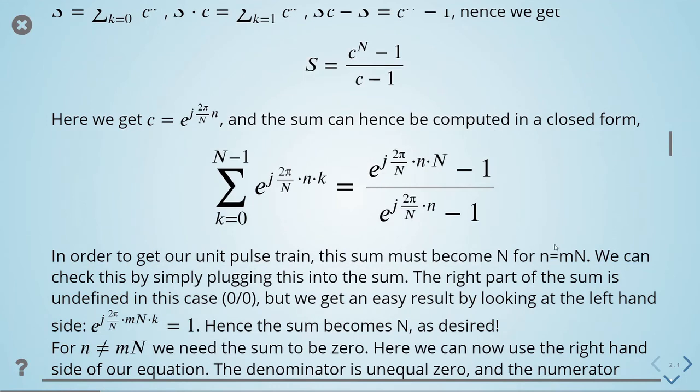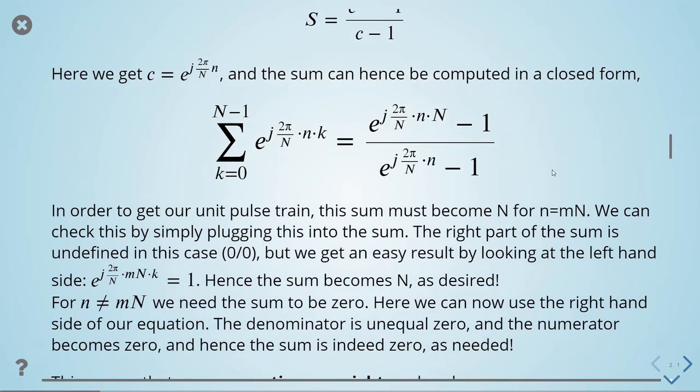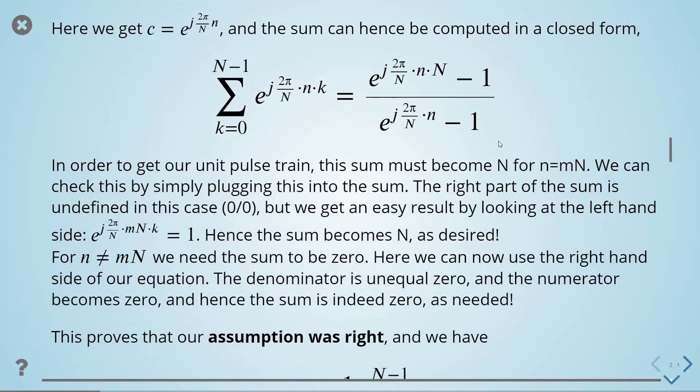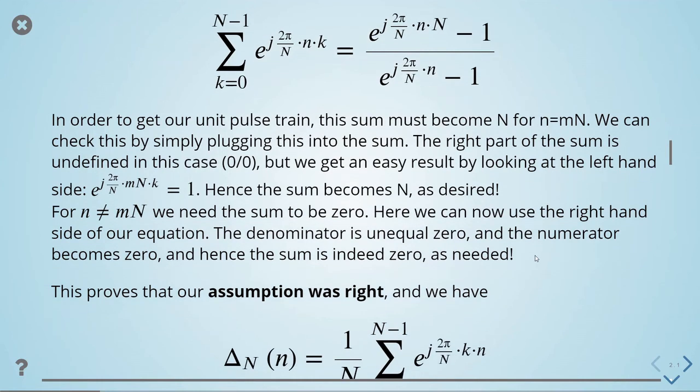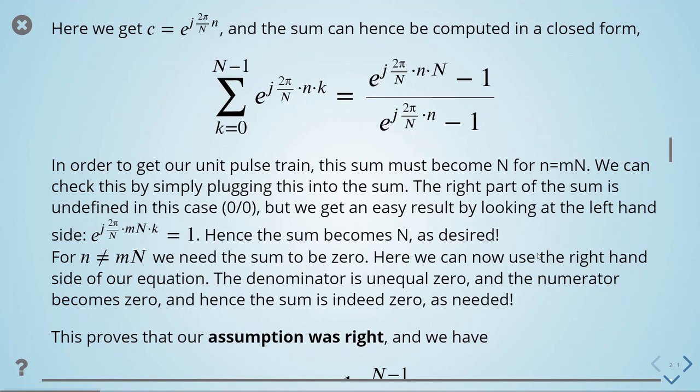We can simply plug this into the sum. The right part of the expression is undefined in this case, but we get an easy result by looking at the left hand side. This part here is equal to 1, and this sum becomes N as desired. But for n different from m times N, we need the sum to be 0. Looking at the right hand side of the equation, the denominator is not 0, and the numerator becomes 0 when n is different from m times N, and hence this sum is indeed 0 as needed.